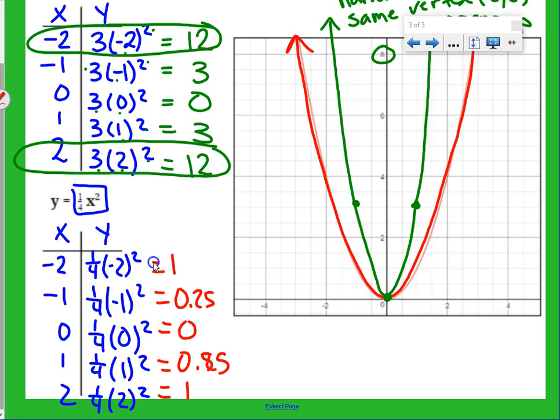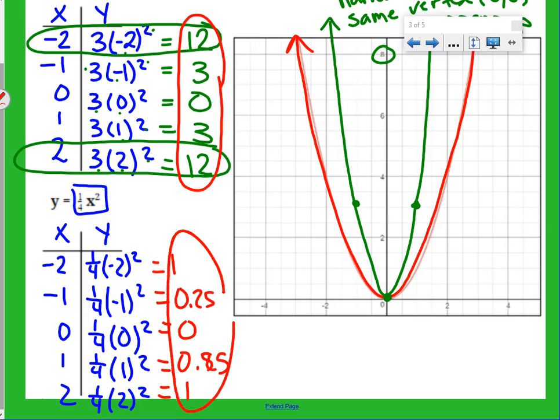Now if you look at both of these, there's a nice symmetry in our y values. If you look, they start at 0, and then as you go up and down, the values are the same. So there is a nice symmetry because they make that parabola, that nice U shape. So let's graph our blue function. We have -2, 1, would be right here.